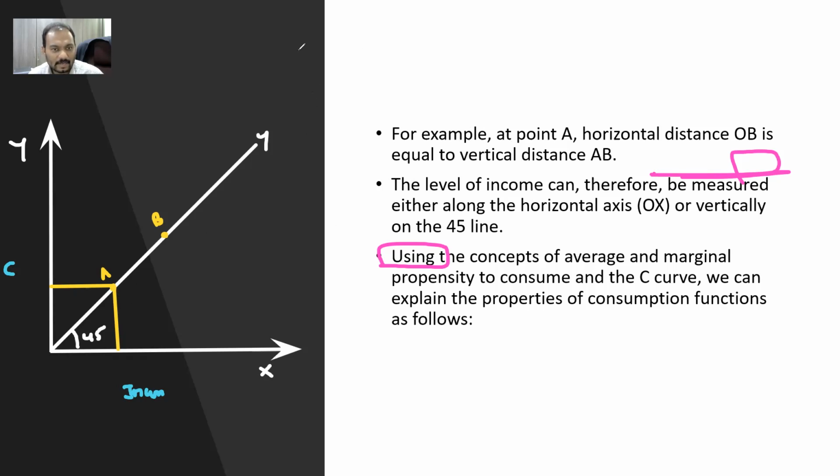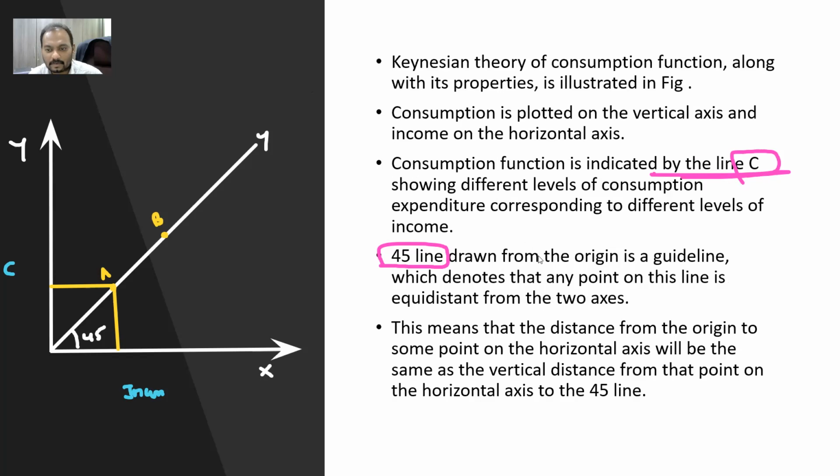is equidistant. Let me explain. Anyway, a 45-degree line drawn from the origin is a guideline. This income line is a guideline, and we compare consumption from the income line. It's a standard. Based on this income line, we conclude.